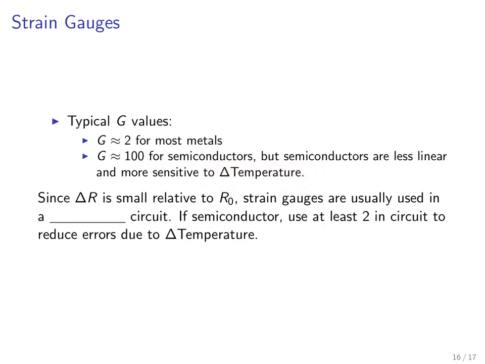Now, since the change in resistance is usually going to be quite small relative to the relaxed resistance, strain gauges are usually used in bridge circuits. And if they're semiconductors, then we'll use at least 2 in a bridge circuit to reduce errors due to the change in temperature. So they should be going in opposite directions so the temperature change subtracts off.